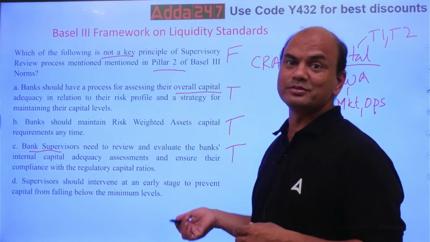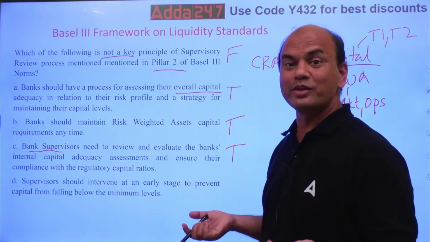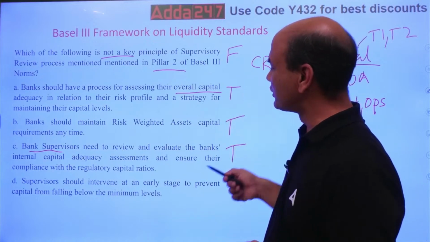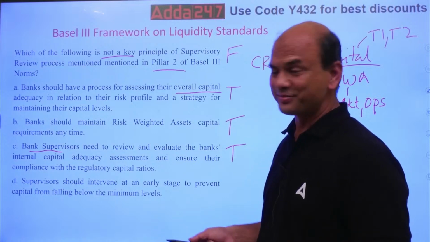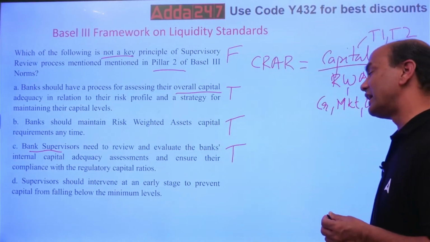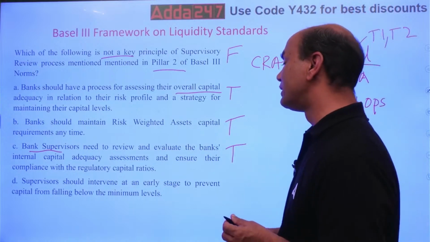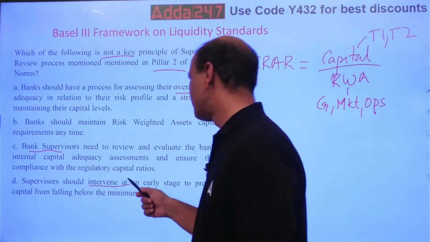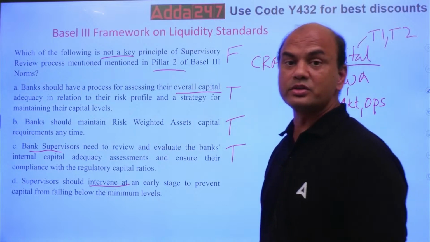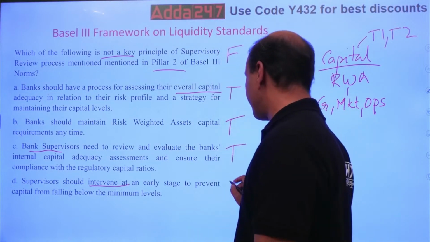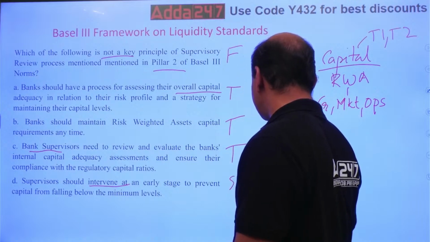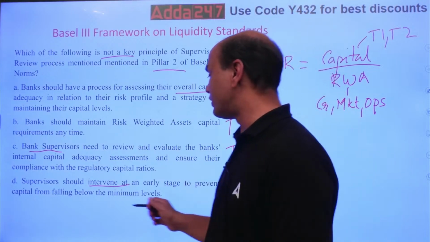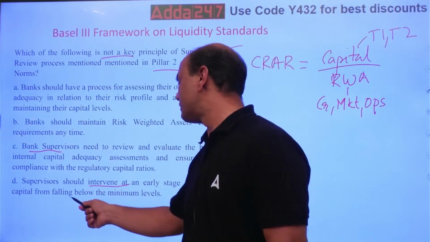If this ball is also missed, then what is the answer? Let's see. Right? This is the last ball. Obviously, if all are true, this should be false. Let's see. Supervisor should intervene at early stage to prevent capital from falling below the minimum levels. Okay? Should intervene at early stage. So supervisor should, early stage means what? SMA 0, 1, 2. SMA 0, 1 and 2. Early stage, so that the capital, prevent the capital from falling below the minimum levels.